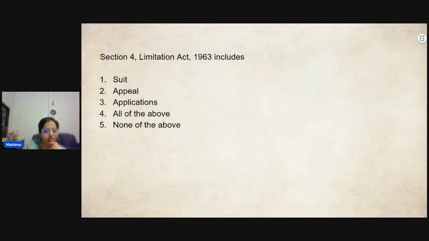Section 4 of the Limitation Act includes suits, appeals, applications, all of the above, none of the above.